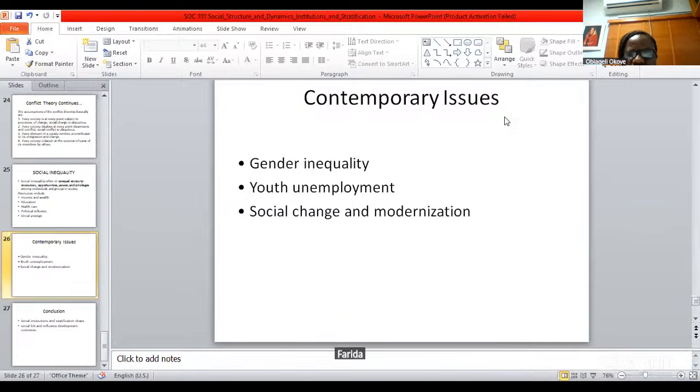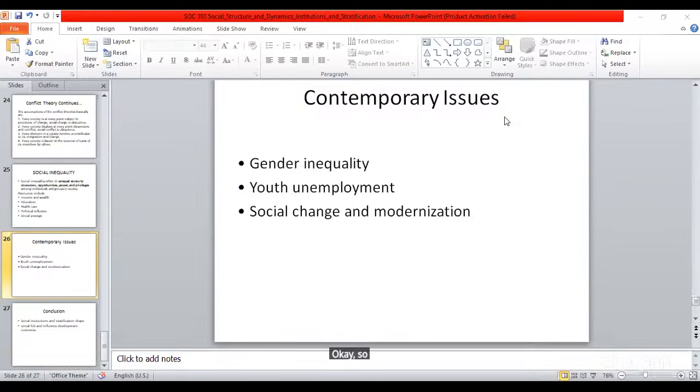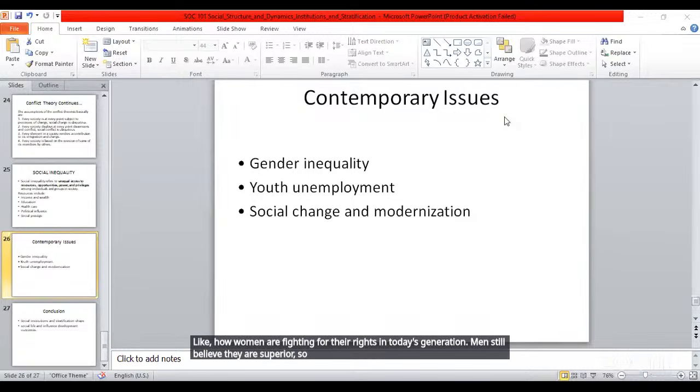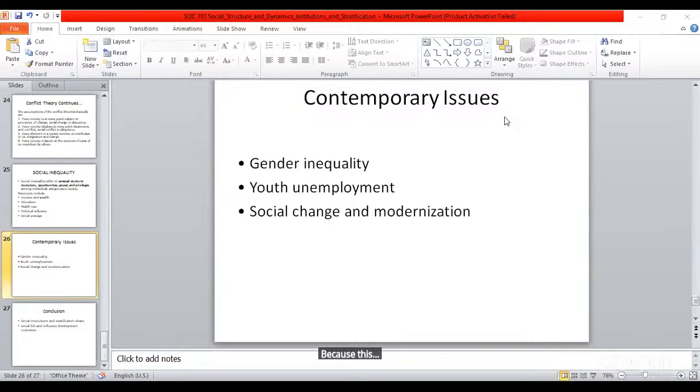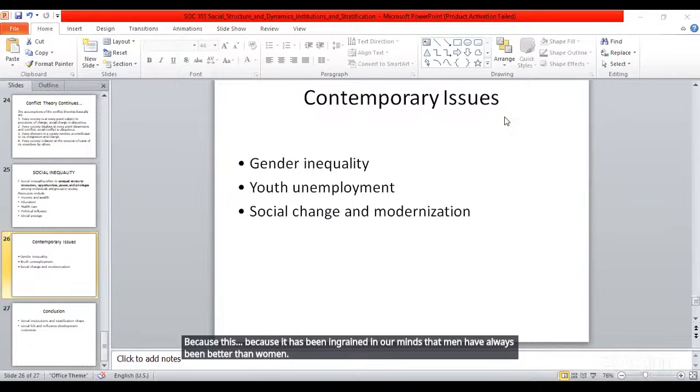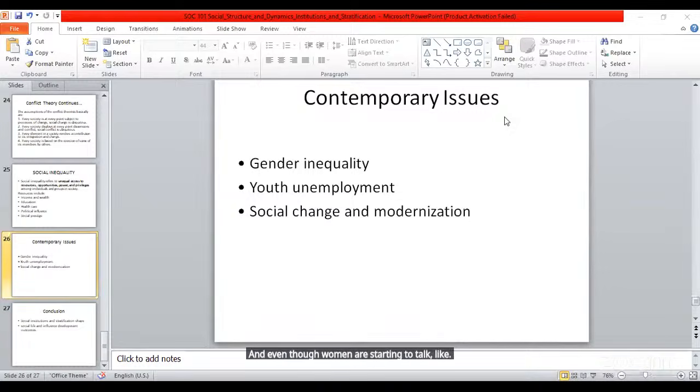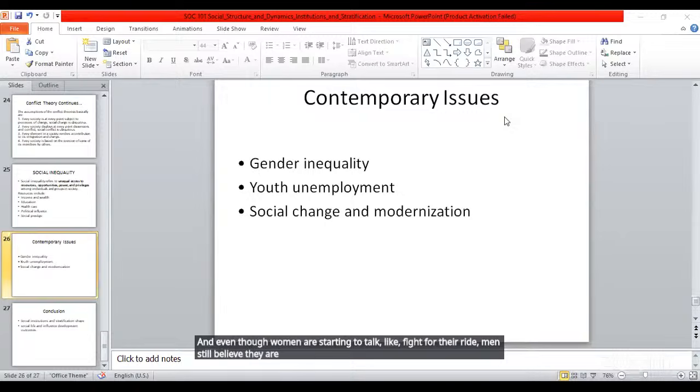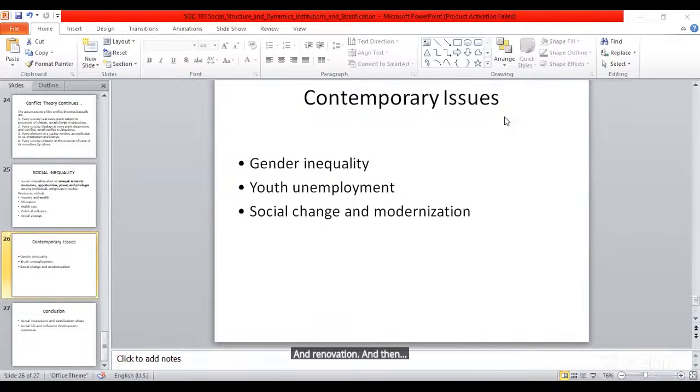Farida, continue. Okay, so I would like to add to what the two girls have said earlier, about how women are fighting for their rights in today's generation. Men still believe they are superior, so they try to oppress women because it has been ingrained in our mindset that men have always been better than women. Even though women are starting to fight for their rights, men still believe they are superior. Men do not want to admit that there has been inequality for generations. And men believe that women belong in the kitchen.